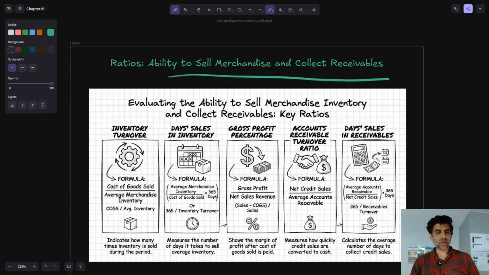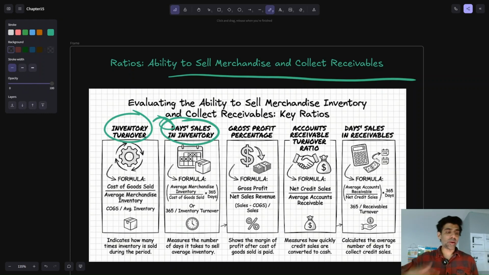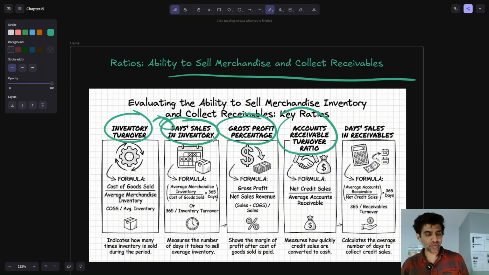Ability to sell merchandise inventory and collect receivables. So inventory turnover, these two are related. They're just a function of one another. Basically seeing how long it takes to sell inventory on average. Gross profit percentage has to do with that buy low, sell high for a merchandiser. Accounts receivable turnover ratio has to do with how quickly we're able to collect our receivables. And then day sales, these two are also functions of one another.